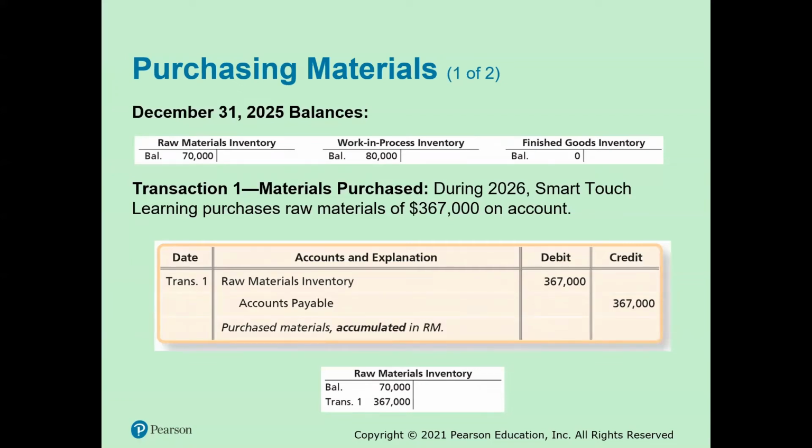During 2026, Smart Touch Learning purchases raw material for $367,000 on account. Now, this is a product cost that accumulates in the raw materials inventory account. Smart Touch Learning records the journal entry for the entire year rather than showing each individual purchase to simplify the recording process.